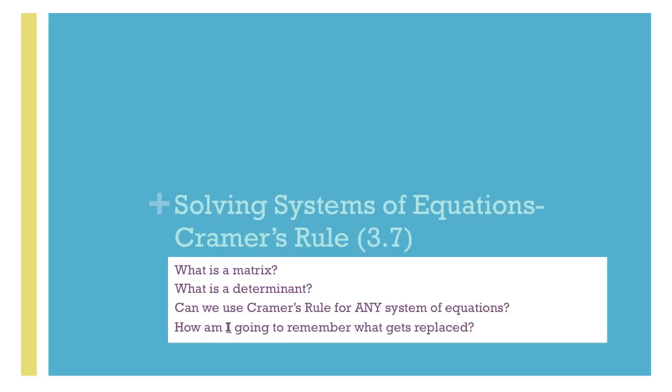Solving systems of equations using Cramer's rule. We'll talk about what a matrix is and what the determinant of a matrix is. Can we always use Cramer's rule? Some people really like it and want to always use it, but you can't always use it. And then make sure you have a good method to know what gets replaced.